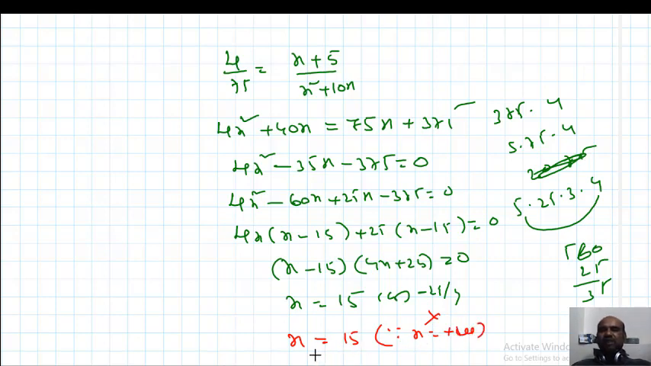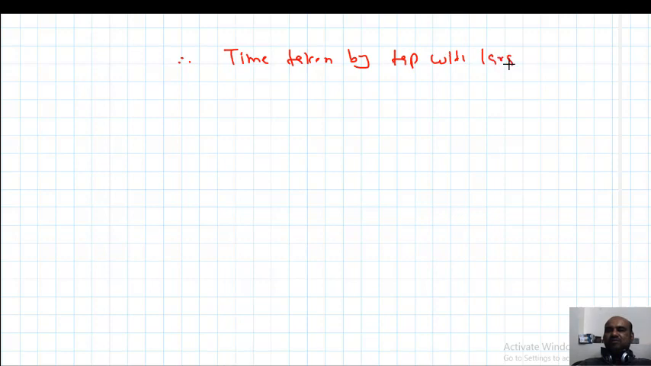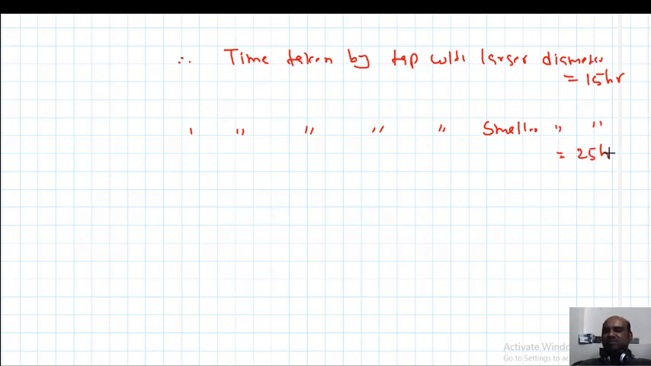What is x? x means the time taken by the larger tap to fill the tank. I will write. Therefore, time taken by the larger tap with larger diameter equal to what you got here, 15 hours. Similarly, time taken by the tap with smaller diameter equal to 15 plus 10, 25 hours.